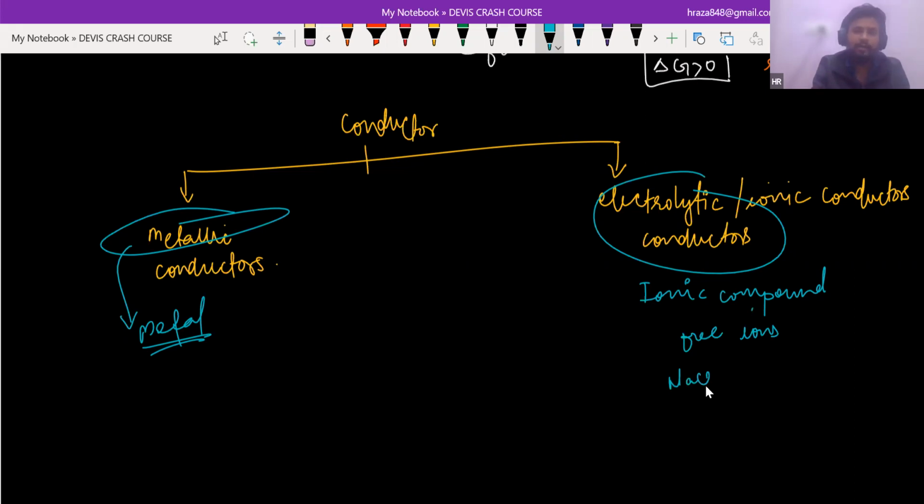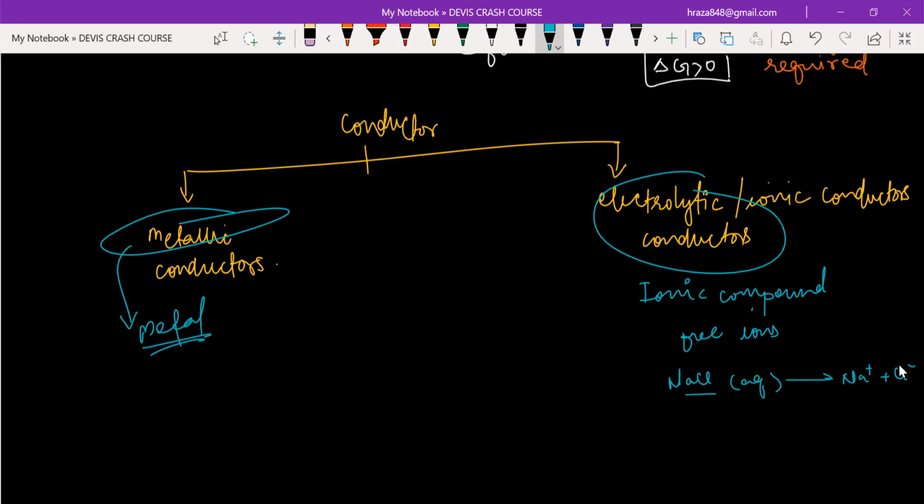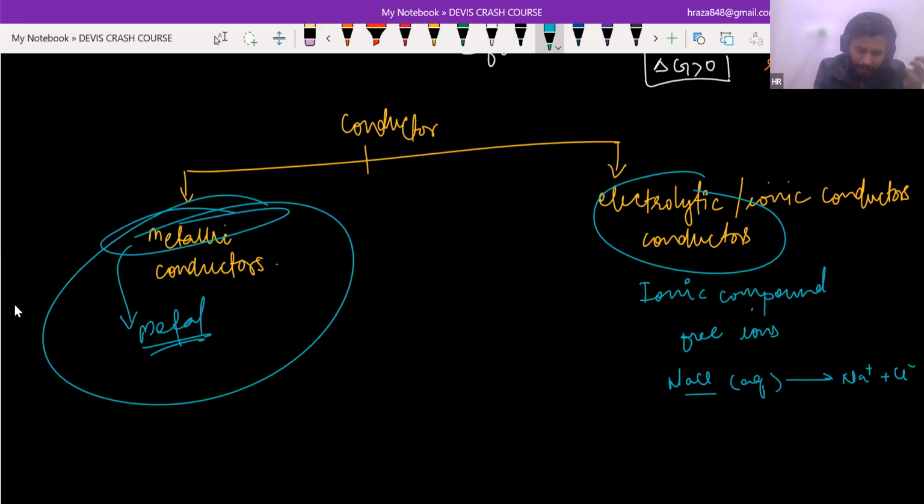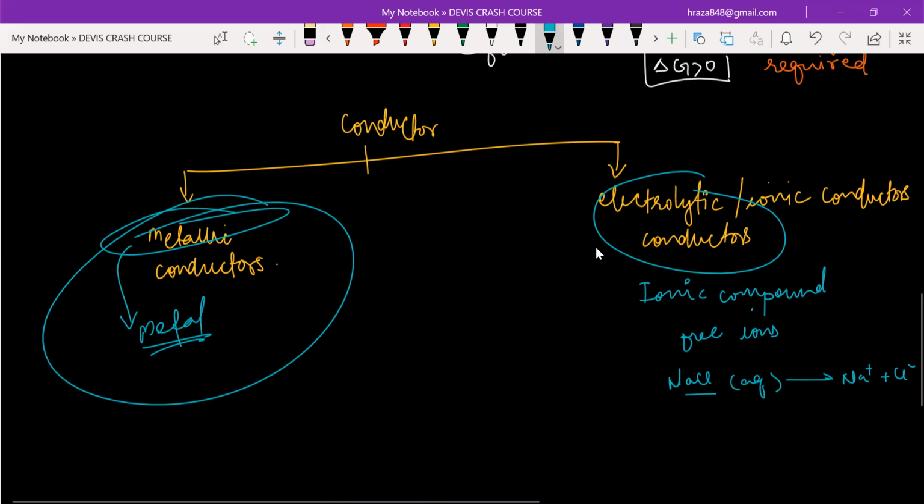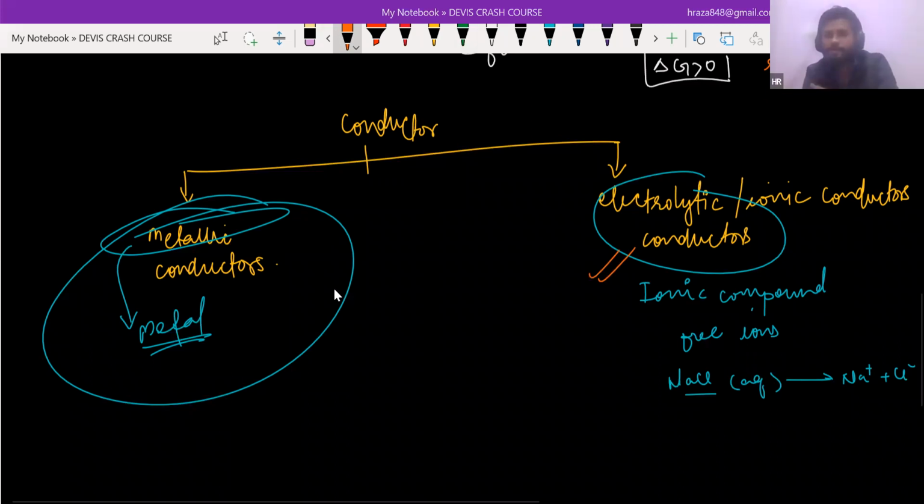NaCl is also a pure solid, right? But if you dip it in aqueous solution, you know the products are Na plus and Cl minus, and they are charged. And these charges or ions are responsible for the conduction in electrolytic conductors. So the main point is, if a metal conducts electricity, will there be any chemical change? No, there will be none. But what about this? Yes, there will be. If you know electrolysis, there will be some changes at the cathode or anode that you will see in electrolysis.